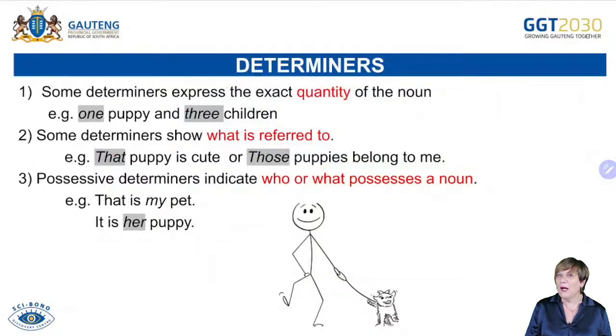Sometimes it shows what exactly is referred to. For instance, those puppies belong to me, or that boy is cute. That and those are obviously also determiners. And then we have possessive ones. It is her puppy, or my pet, or my boyfriend for that matter. So it's easy to remember. You've got articles as well as determiners. They do the same job, basically.